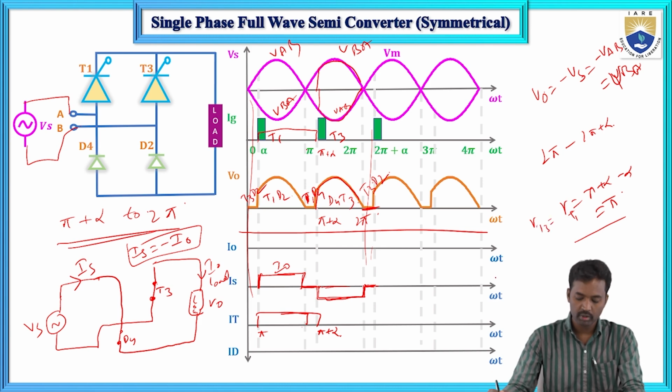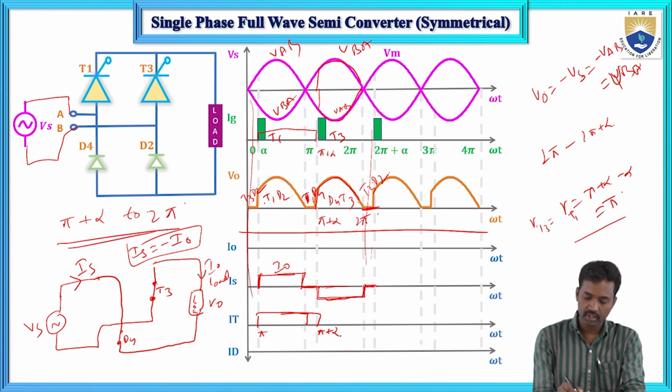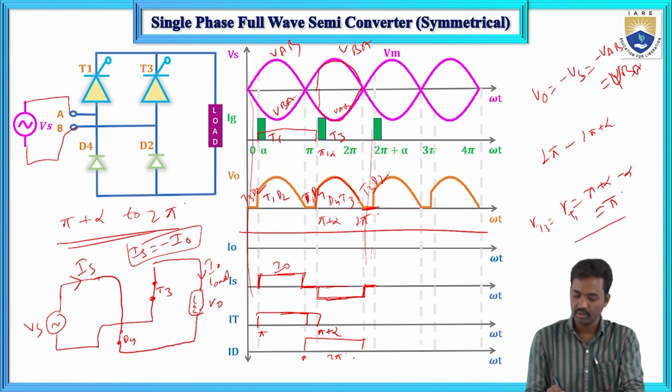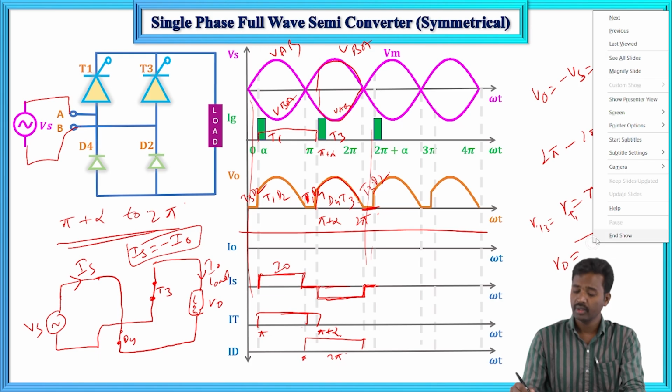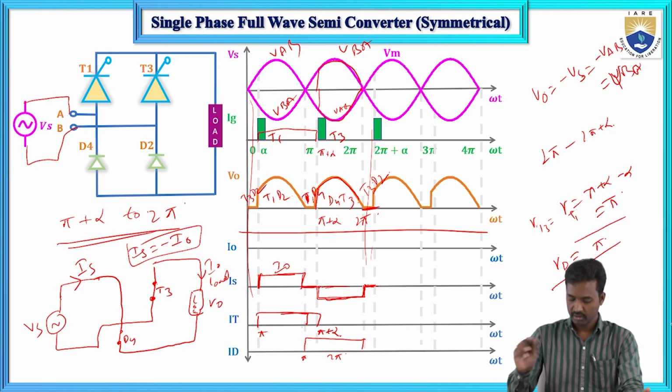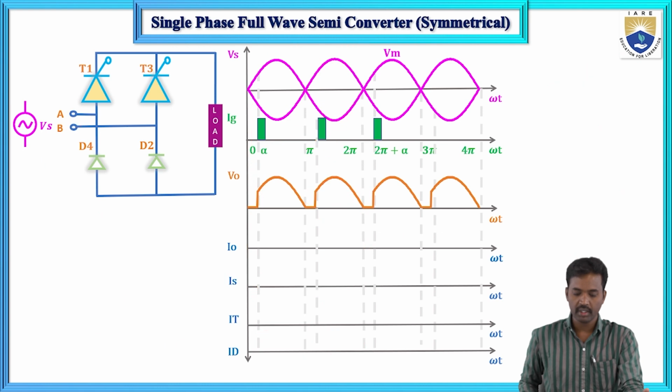And next, what about the diode current? For the diode D2 current, if I see, D4 will conduct from pi to 2 pi. So pi to 2 pi means that duration, gamma of D4, is pi. So that is the conduction angle. Now let us write all the equations.